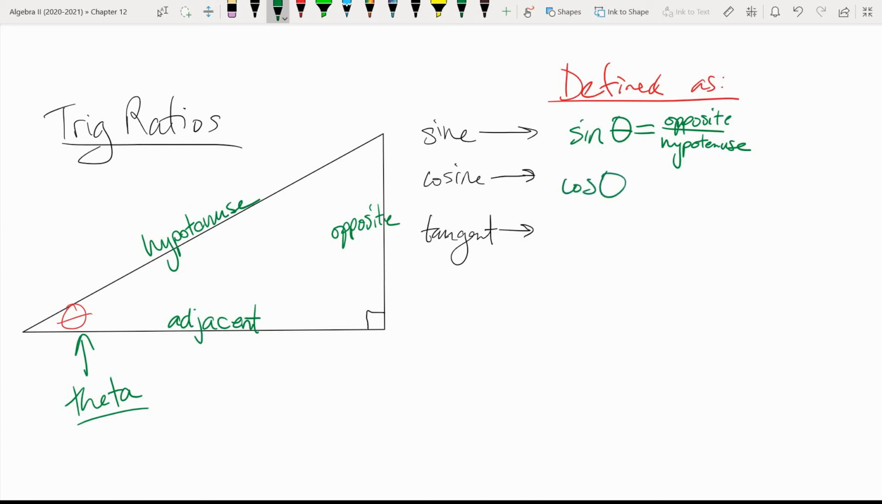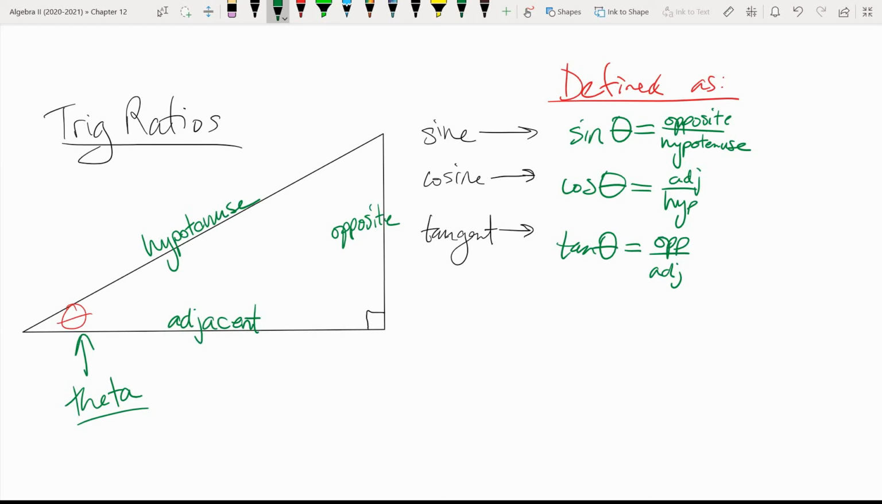Cosine, we'll abbreviate that cos. That's adjacent over hypotenuse. And tangent, or just tan, is opposite over adjacent. Okay, so that's what those are defined as.